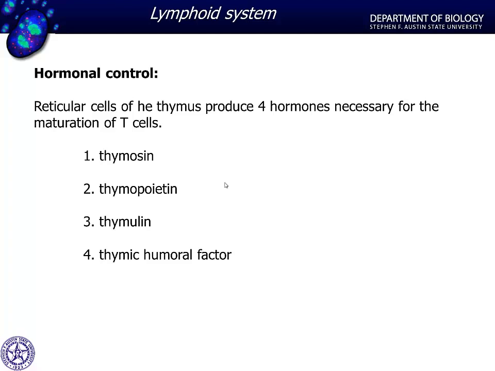Now, much of the control of T cell development and T cell progression is going to be mediated hormonally, and specifically by the localized reticular cells. So, of course, we have thymopoietin, just like we had leukopoietin and erythropoietin, but we also have these regulatory hormones, thymosin, thymulin, and thymic humoral factor that all are going to contribute together for the proper progression of thymocytes into mature T cells.